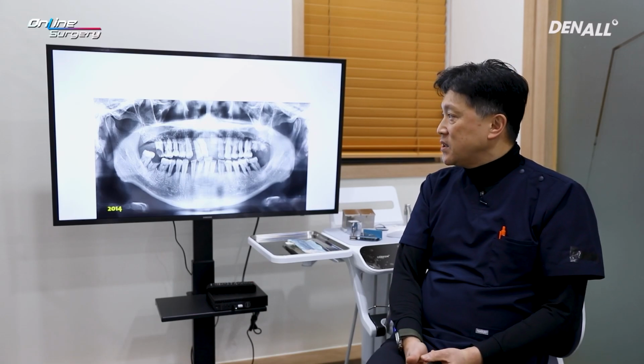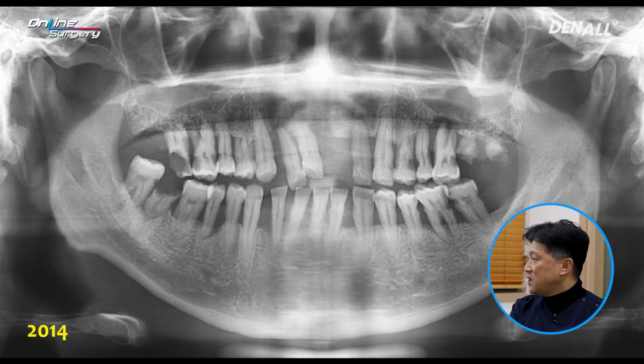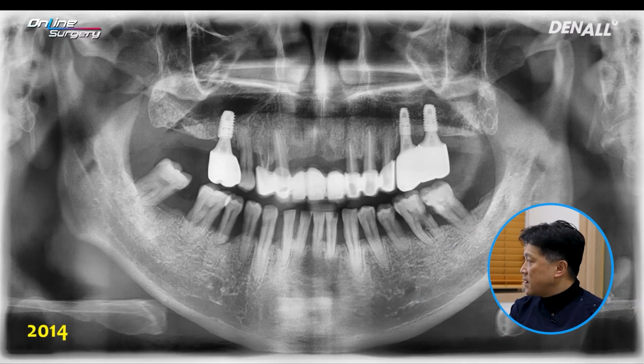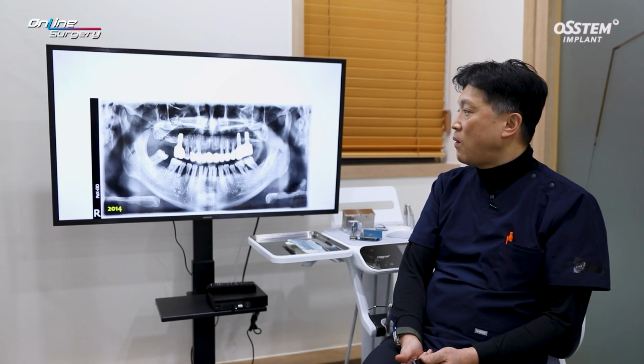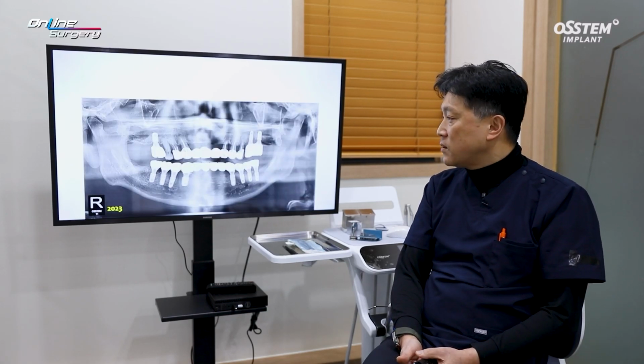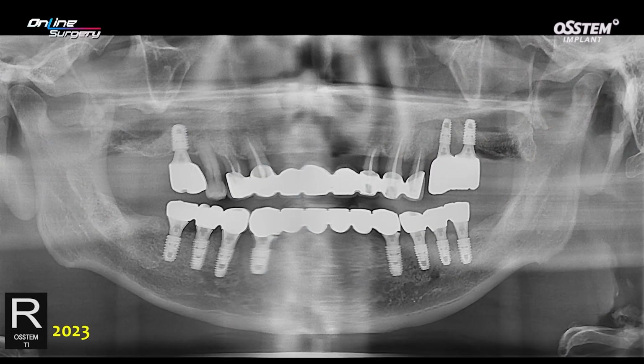The patient has a bit of history. The patient came to me in 2014 with this kind of oral condition. There were very few teeth to save, and throughout 2014, the patient wanted treatment in the upper. With time, the patient felt the necessity to receive treatment in the lower, so one guide was used to provide a full mouth restoration.